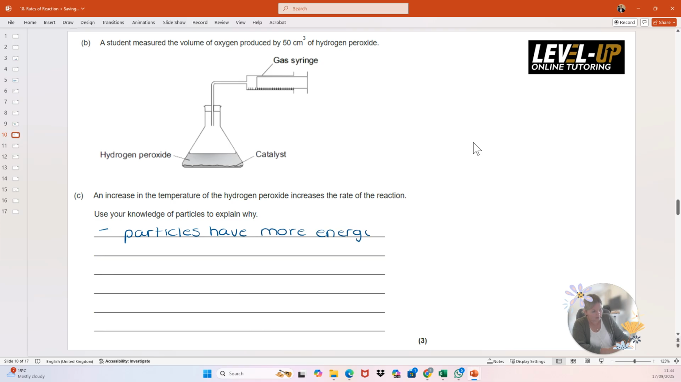Okay, so because they've got more energy, particles collide more often. So we've got more collisions, and more of those collisions are successful. Just remember, it's not just about making more collisions, it's that we're getting more successful collisions.